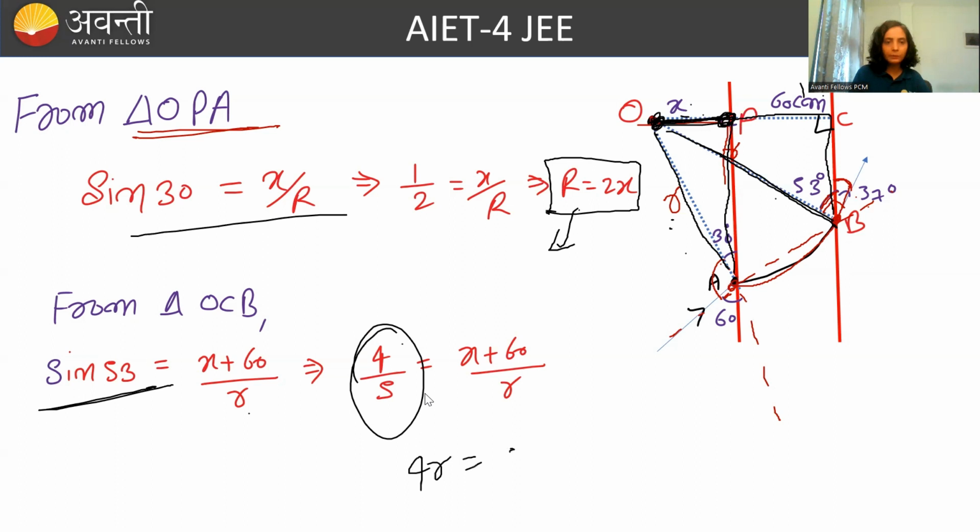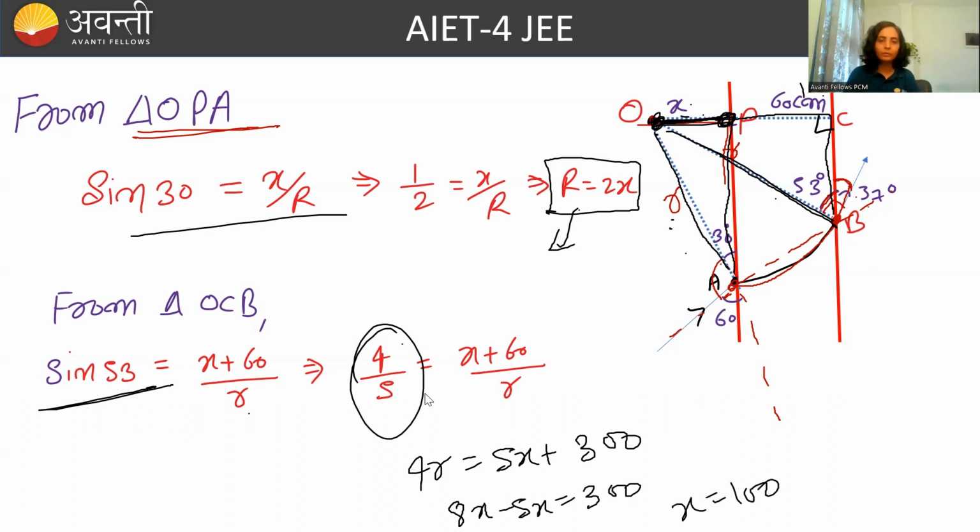So 4r equals 5x plus 300. Okay? And r equals what? 2x. So if I put that here, 8x minus 5x equals 300. So 3x is equal to 300, x equals 100. So if x equals 100, r will be 2x, that is 200 centimeter. That is 2 meter. So the correct answer will be what? It will be 2 meter. Okay.